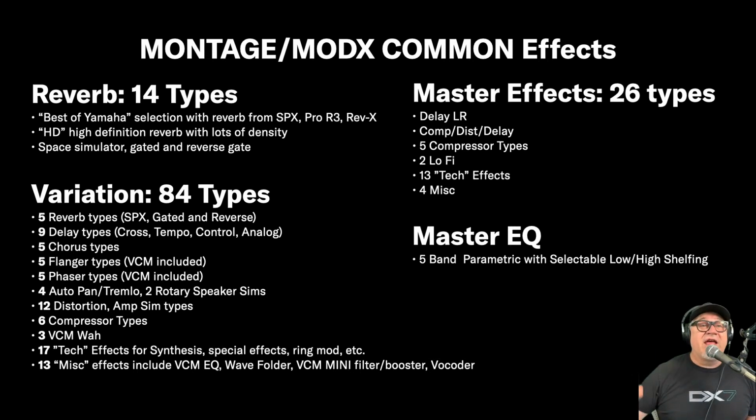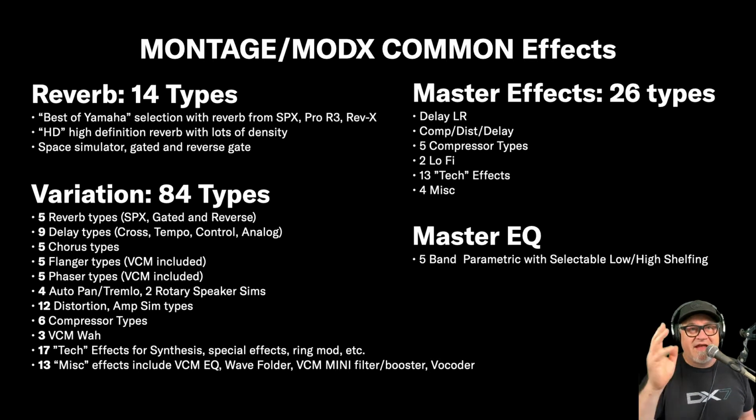Master effect. Okay, so the master effect is the overall effect for the entire performance. And you have 26 types that you can choose from. Some of the ones that I like to choose are the compressor types. For one thing, one of the compressors in there is a multi-band compressor, which is a great one for a mastering style effect. There are some cool lo-fi and tech effects that you can have at the master level. So those are great for live performance, no question. You can do some really cool, trippy, interesting production style sounds.